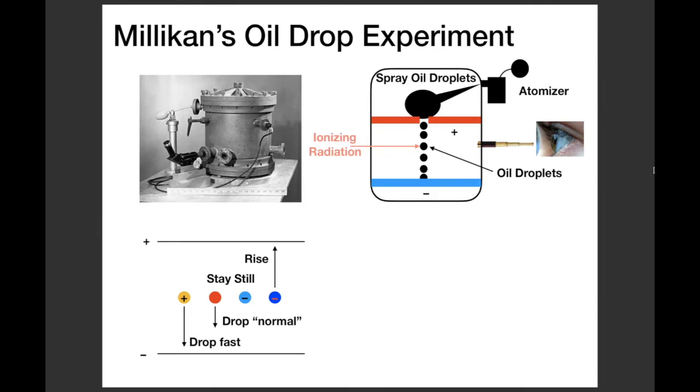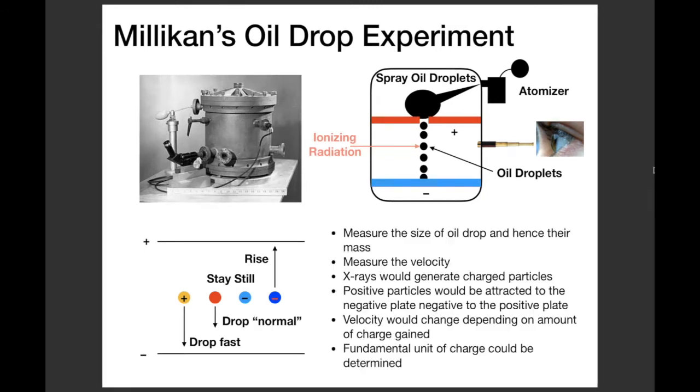Oil droplets that don't have a charge will fall at some velocity. If the oil droplet obtains a positive charge, it'll be attracted towards the negative plate and drop faster. If an oil droplet gains a significant negative charge, it'll start to rise towards the positively charged plate. In some cases, oil droplets gain just enough charge that they don't fall or rise in the apparatus.